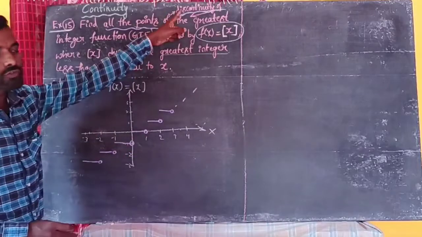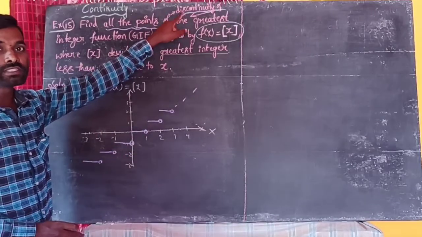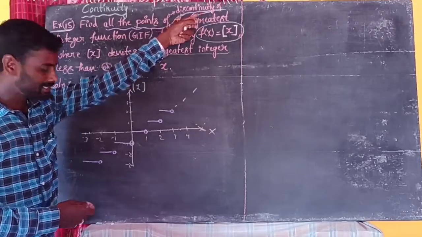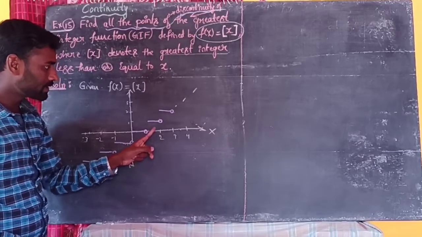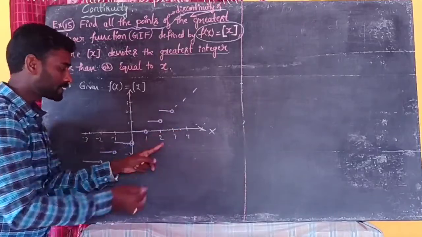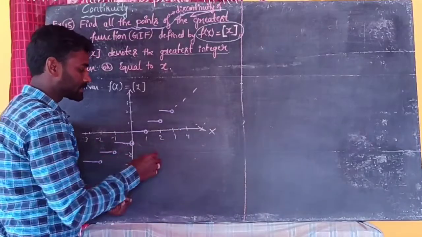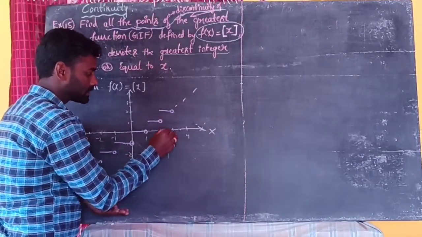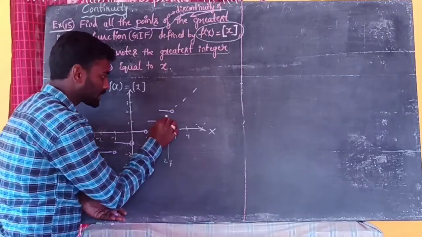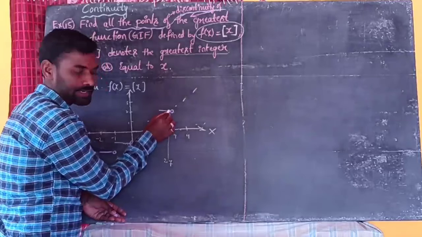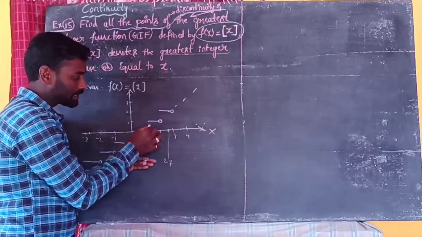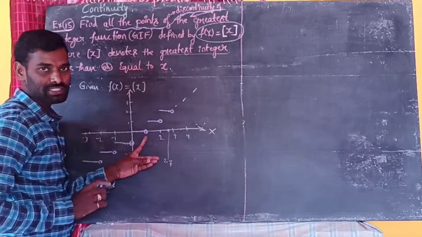But here we have to find the points of discontinuity, where it is discontinuous. Here this is discontinuous at 1, this point is also discontinuous, here also it is discontinuous. But at this point, for example 2.7, check here, this point is continuous. But at these points the graph of this function is discontinuous, right?